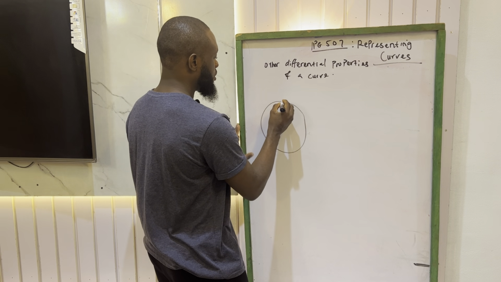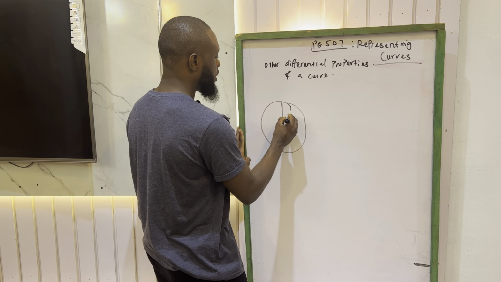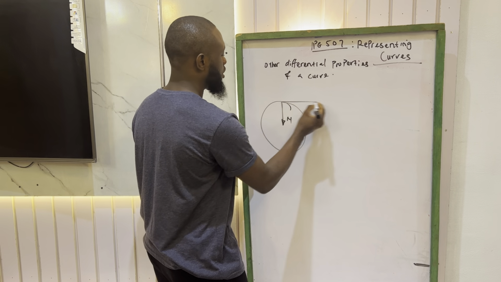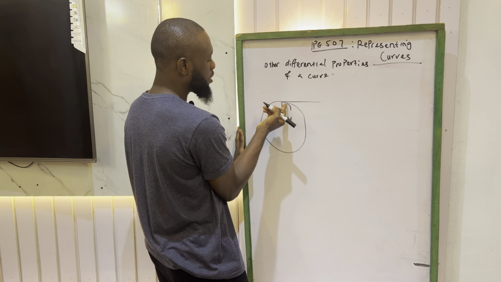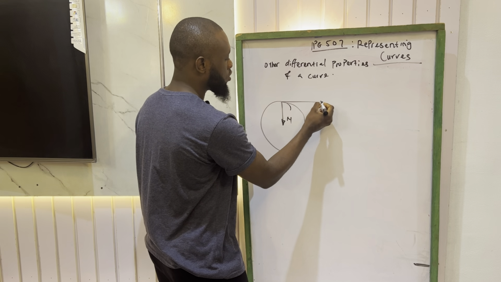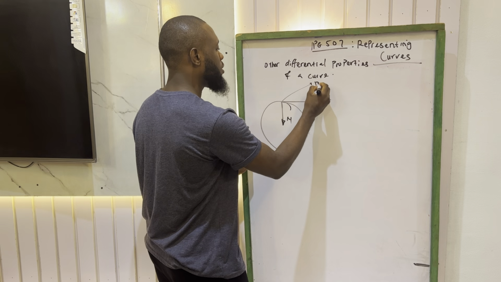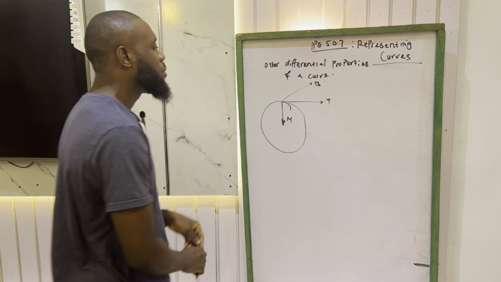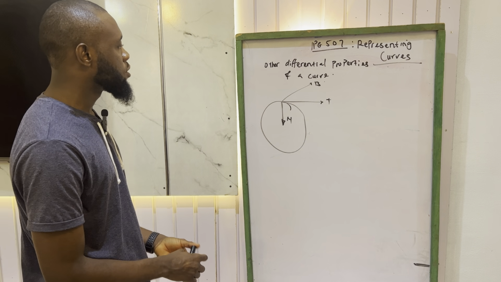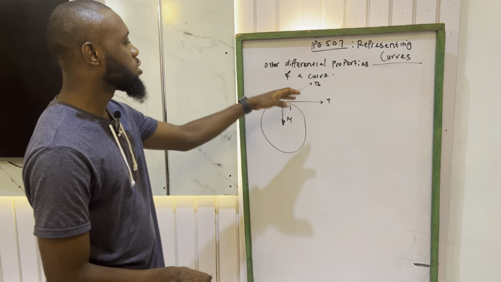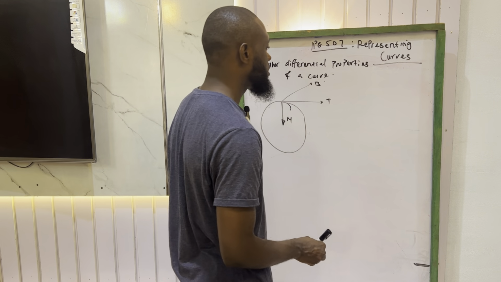So this is the normal. Then here we have, at an angle of 90 to the curve, our tangent. Then here we have our binormal. So there are about five or six more differential properties of the curve. So we'll just try to list them out.